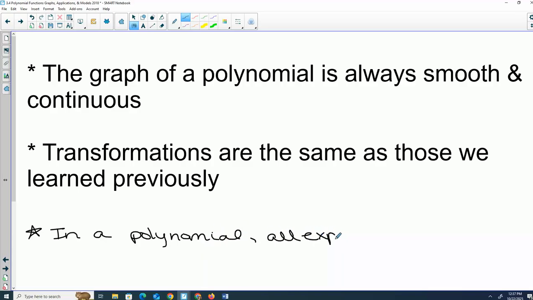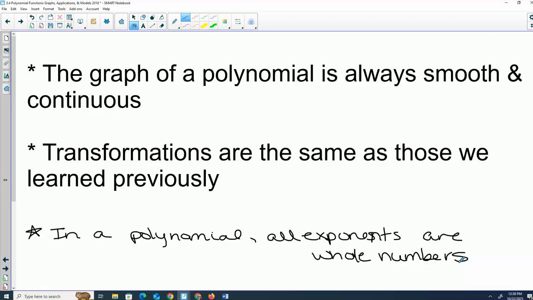all exponents are whole numbers. What are whole numbers? Exponents greater than 1 without being fractions? Yeah, it could technically be 0 as well. So 0, 1, 2, 3, 4. So nice exponents there. You won't have any fractions or negatives or decimals in your exponents.